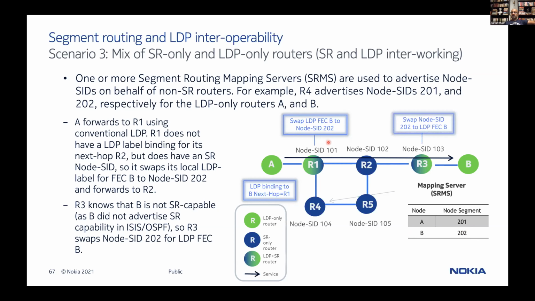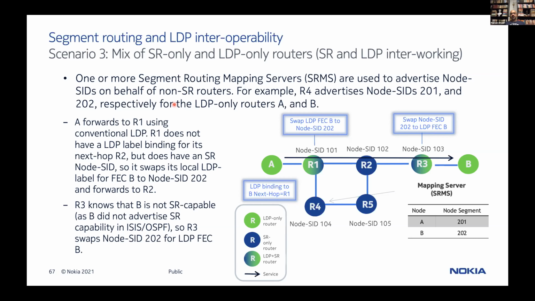It goes to router 3. Now, router 3 knows that this guy doesn't do segment routing. It just does LDP. So that has to re-swap it for the LDP label for router B. Now, I've probably lost most of you here by now. Unfortunately, we don't have a lot of time to go through this in more detail, but you'll see that the whole exercise becomes a bit challenging, right?